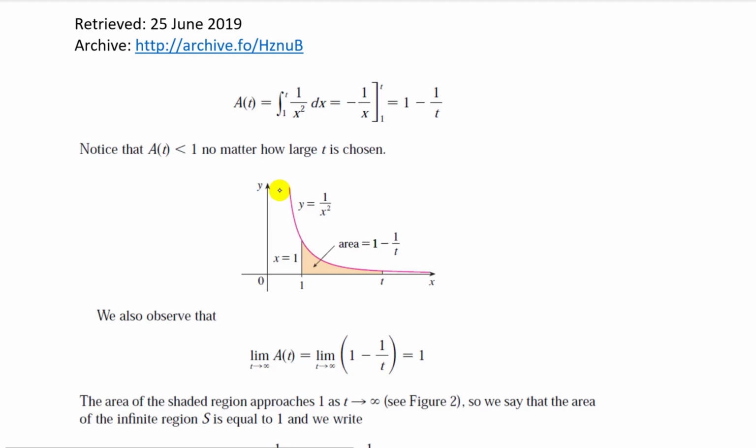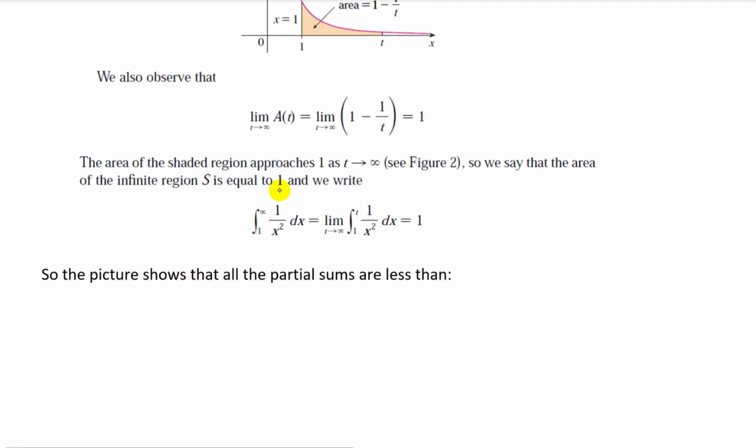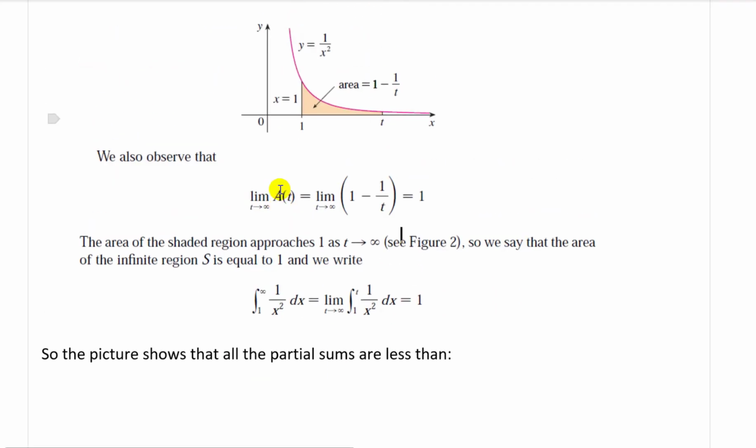If we take the integral, or the area underneath this from 1 to t, taking the integral of 1 over x squared, you get 1 minus 1 over t. That's the area underneath it up to t, and then we take the limit as t goes to infinity, and it's 1 minus 1 over infinity, which goes to 0, so it equals 1. So that entire area is going towards 1, and hence it's convergent, and it has a value of 1. So the area of the shaded region approaches 1 as t approaches infinity.